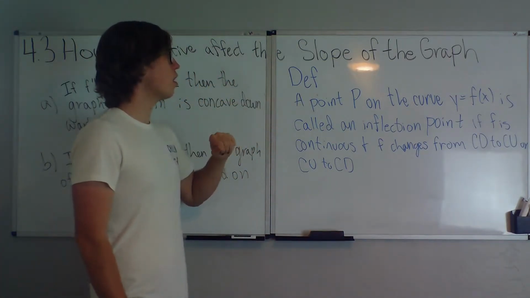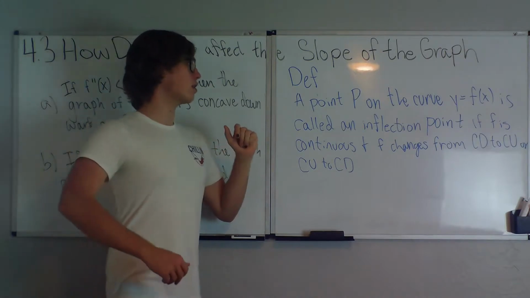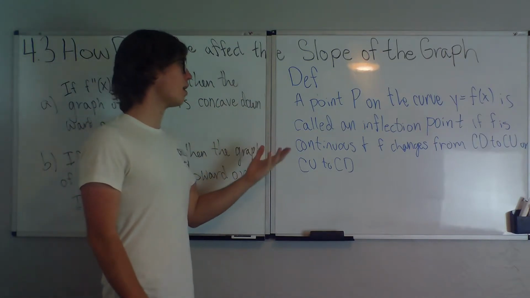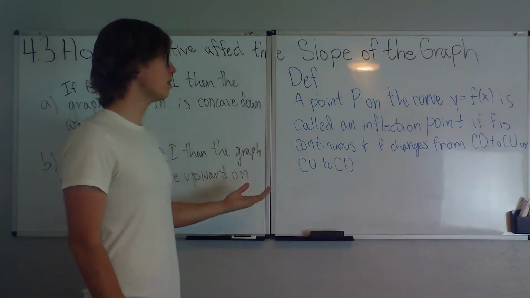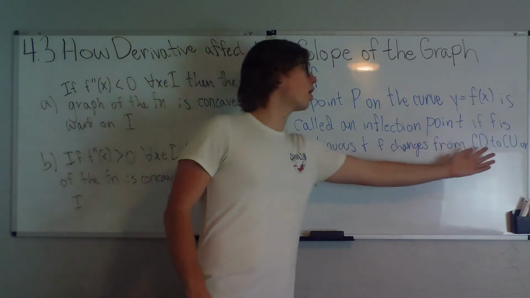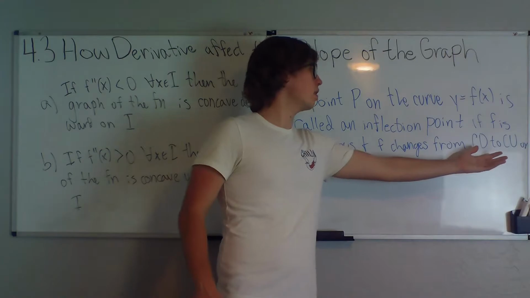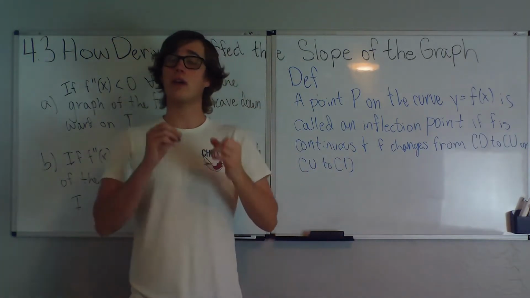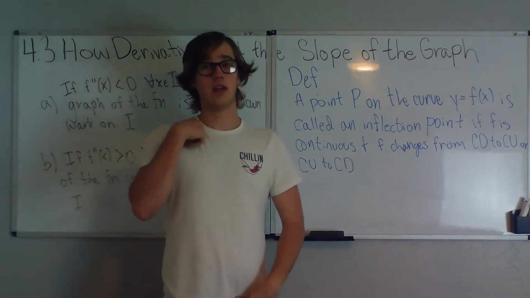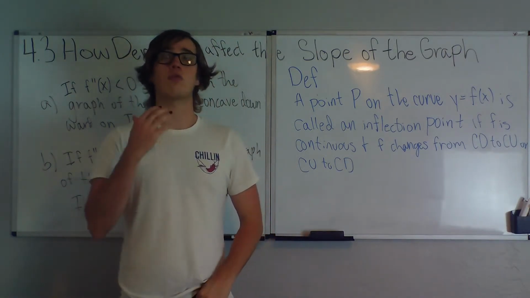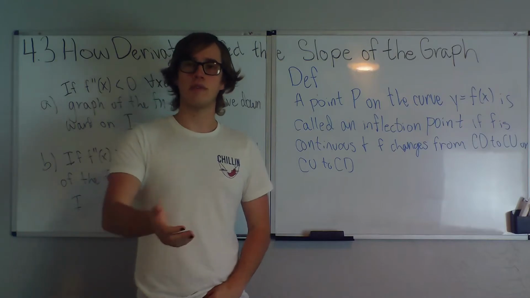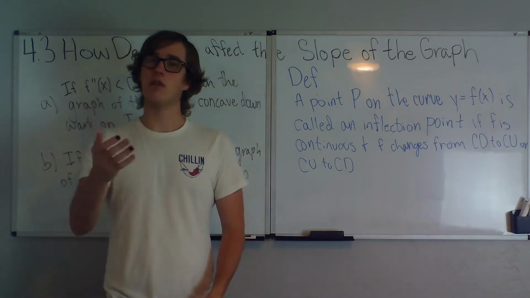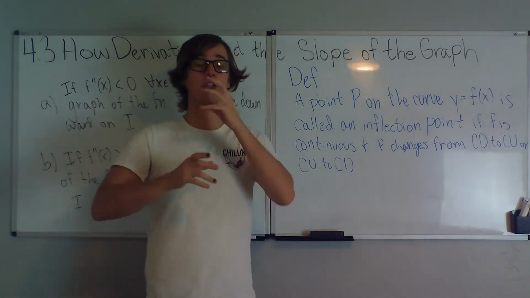A point P on the curve y equals f of x is called an inflection point if f is continuous and f changes from concave upward to concave downward or concave downward to concave upward, either one. So an inflection point is where the second derivative of the function equals 0 and the concavity changes.